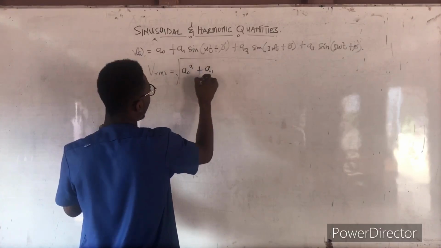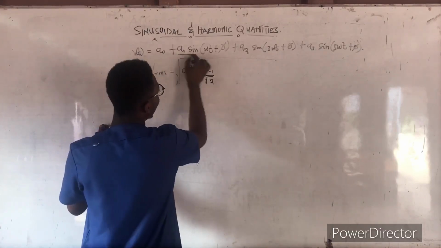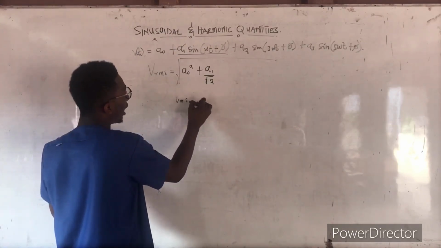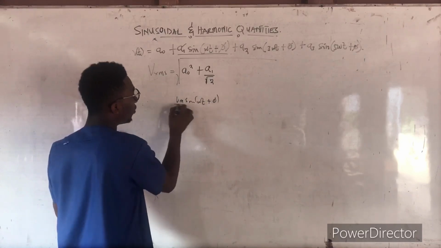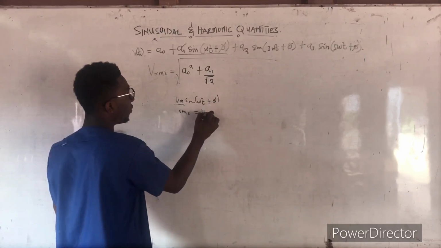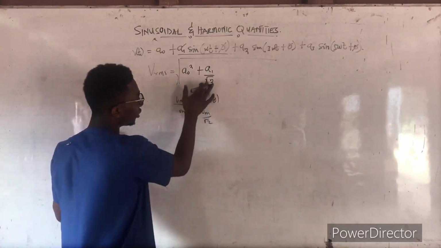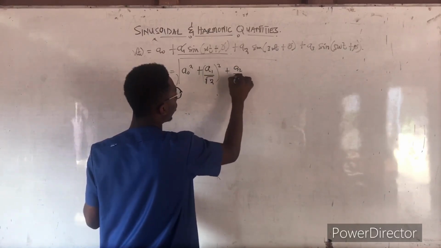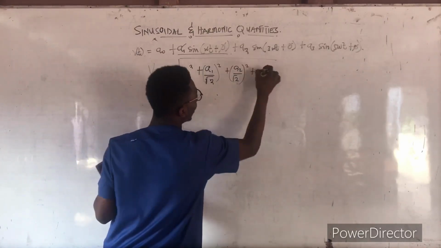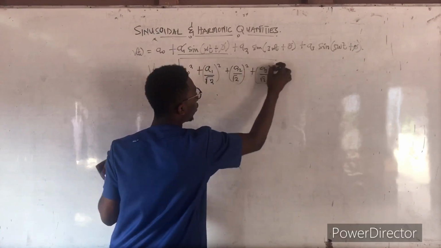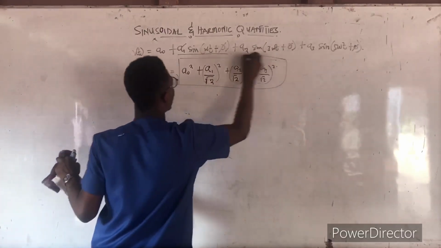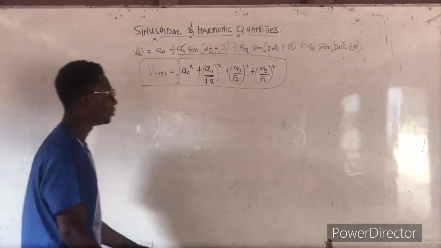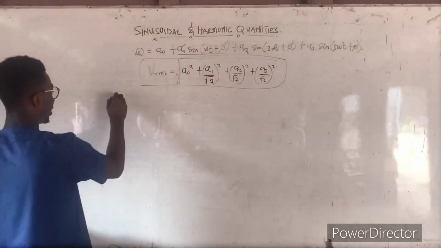plus A1 on root 2. If you consider this value, this is the peak value. So assuming we have Vm sine omega t, this would have been the peak value, so the RMS value becomes Vm on root 2, as we found. So that's what I've done here: squared, plus A2 on root 2 also squared, plus A3 on root 2 also squared. So this is the way to find the RMS value of a harmonic quantity, a quantity that is repeating in the harmonic.